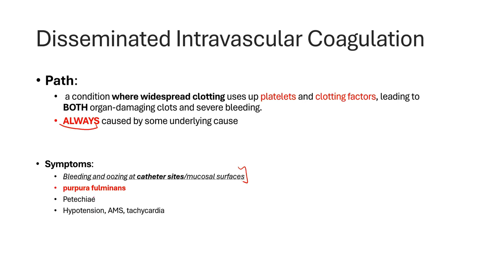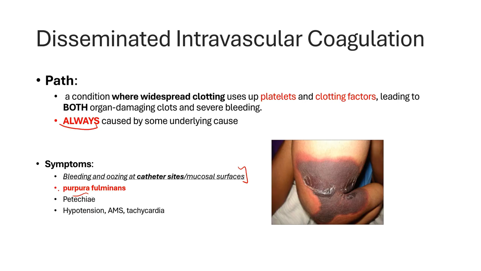You may see something known as purpura fulminans. This is a rare life-threatening condition characterized by sudden, widespread skin bleeding and necrosis that we can see here. This is due to severe clotting in these small blood vessels, typically seen in DIC. So if you see someone coming in bleeding at all lines, and they're having these necrotic-like skin lesions, always think of DIC.